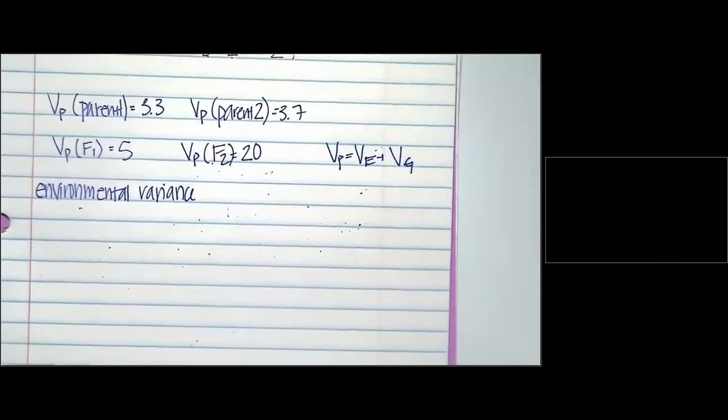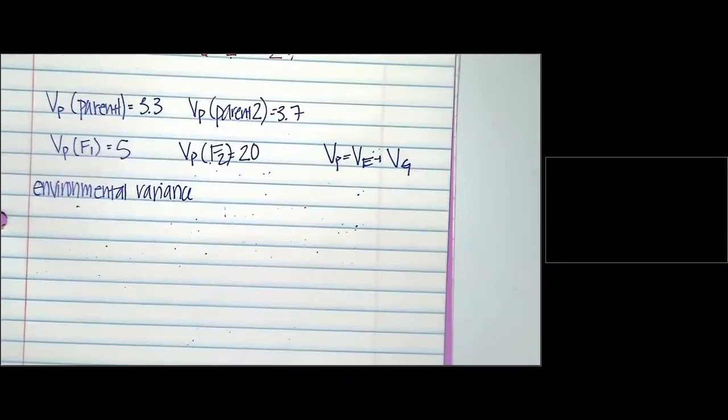All right, so here's our problem. Remember, the phenotypic variance is the environmental variance plus the genetic variance. But in parental line 1, parental line 2, and the F1, what is the genotypic variance? 0. They all have the same genotypes as one another.